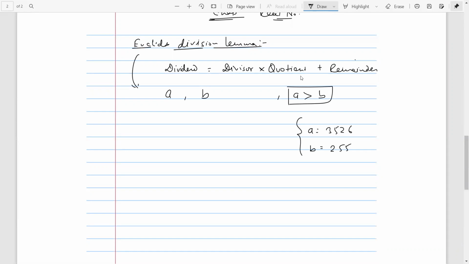If you have something like that, then the number a can always be written as b times some number q plus r. Now look at this and look at the division algorithm. Don't they look very similar? You take your a, divide with b, you get the quotient as q, and somewhere down you will get the remainder r. The number a, which is the dividend, becomes equal to b times q plus r. This is what your Euclid's division lemma tells you.